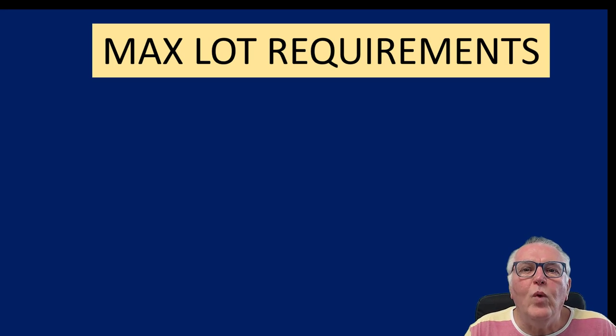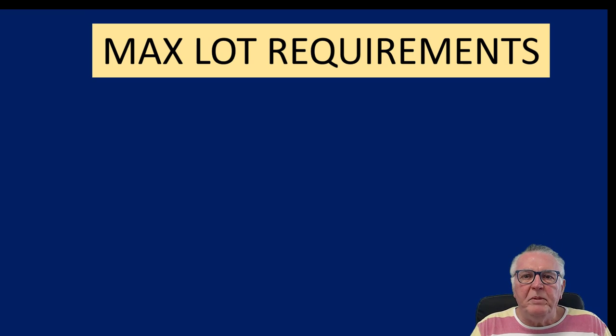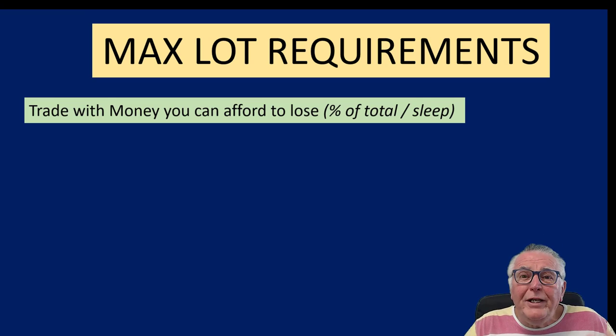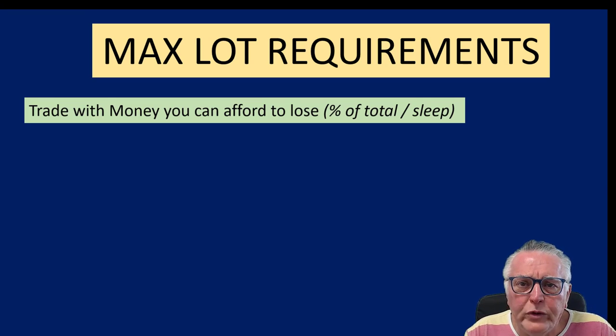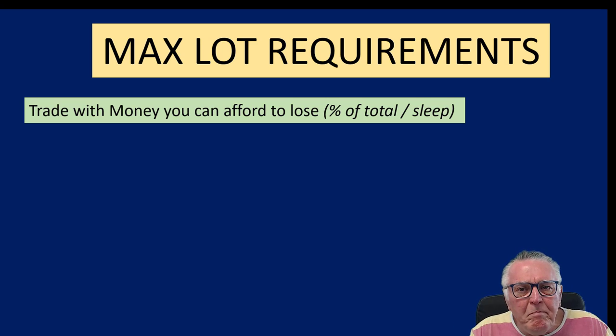Now let's have a look at what it requires to do maximum lot trading. Firstly, you need to trade with money that you can afford to lose. That's not going to take bread off your table or things like that. You must use money that you can afford to lose.